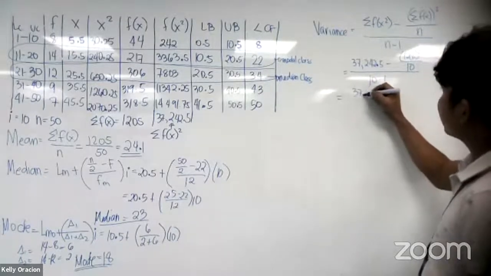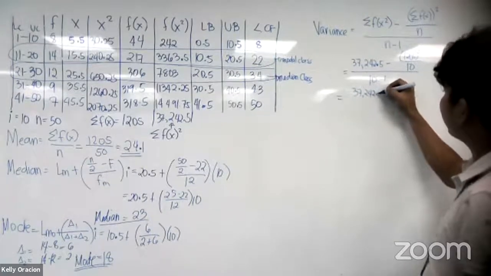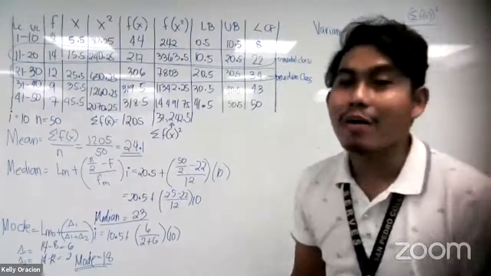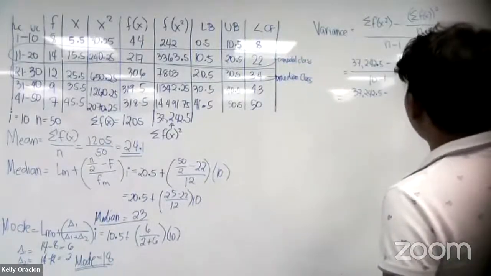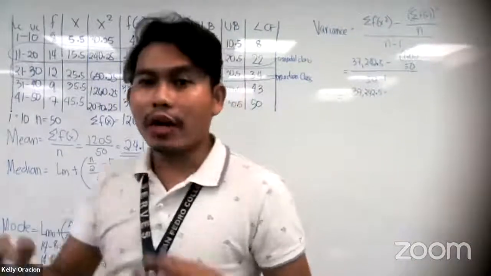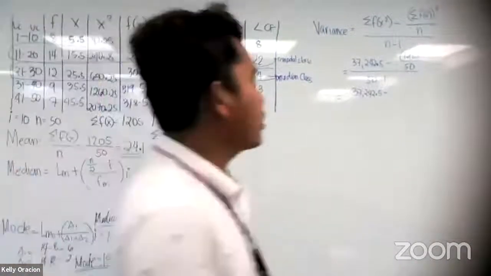So 37,242.5 minus, I'm wrong. Our n is 50. Our n is 50 by the way. Nalimutan ko, sorry. Namali ko. Our n is 50.